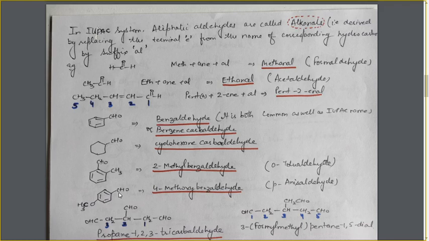Now for this compound, there are 2 groups: CHO, that is the aldehyde group, and OCH3, alkoxy, that is the methoxy group. The methoxy group is a substituent group, so it is placed as a prefix. The numbering will be done in this way: 1, 2, 3 and 4. The aldehyde is given preference because it is the main functional group, that's why the name becomes 4-methoxybenzaldehyde.